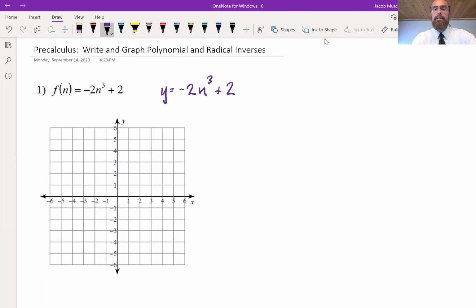And then to write the inverse, I'm going to switch the positions of the y and the n. I'm going to switch the dependent and the independent variables. So what that'll look like for the inverse is n instead of y equals negative 2y instead of n cubed plus 2. So that writes the inverse for me right away. Once I have that written, I do want to solve for y so that it's in a graphable form.